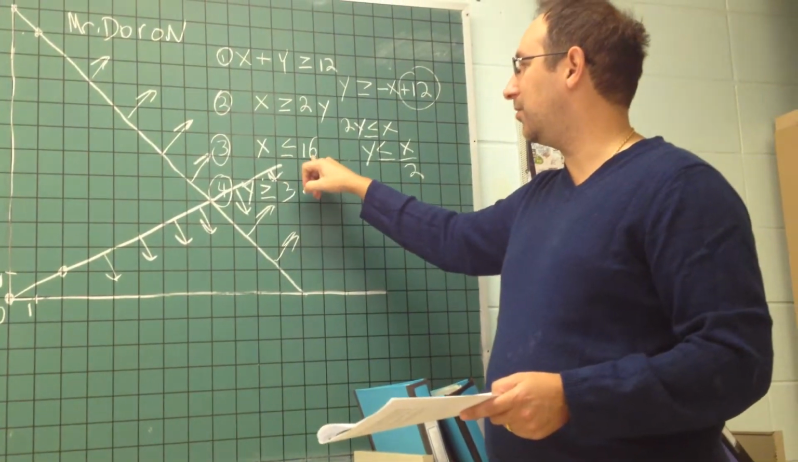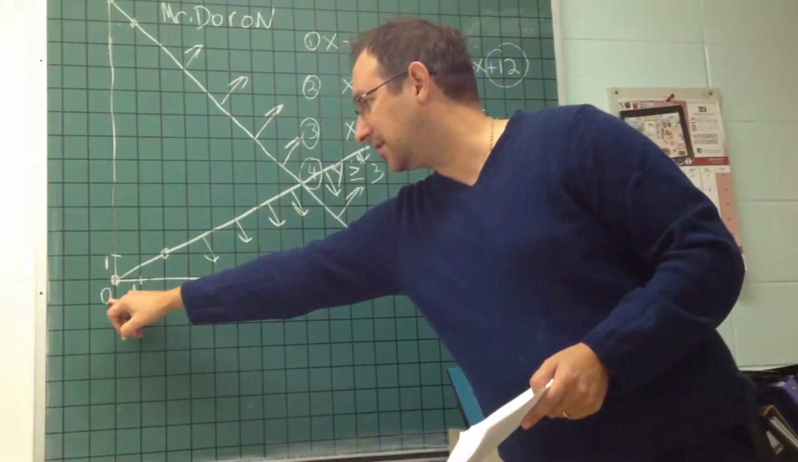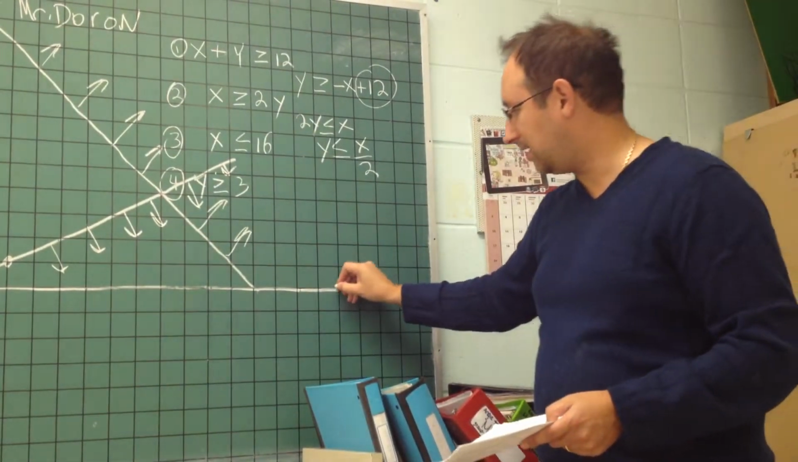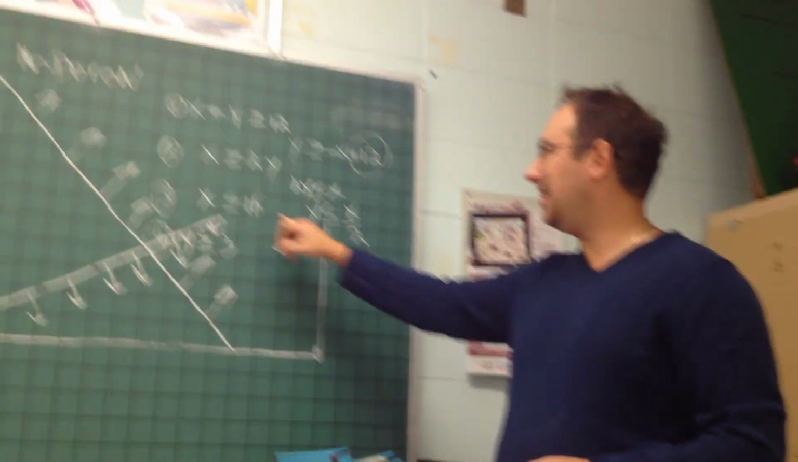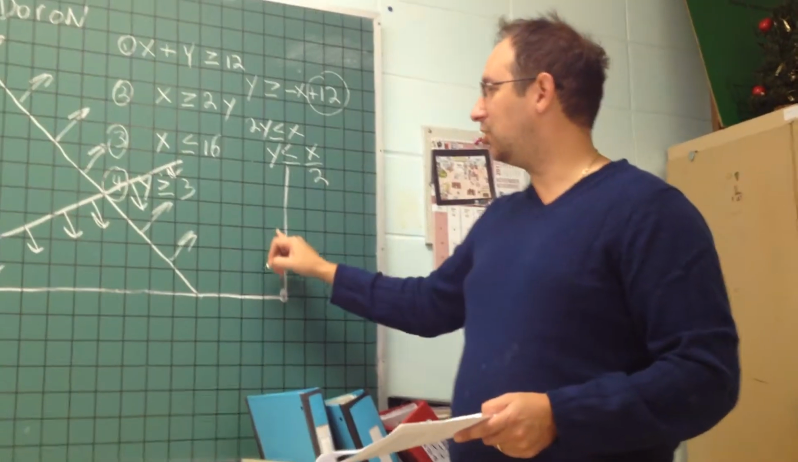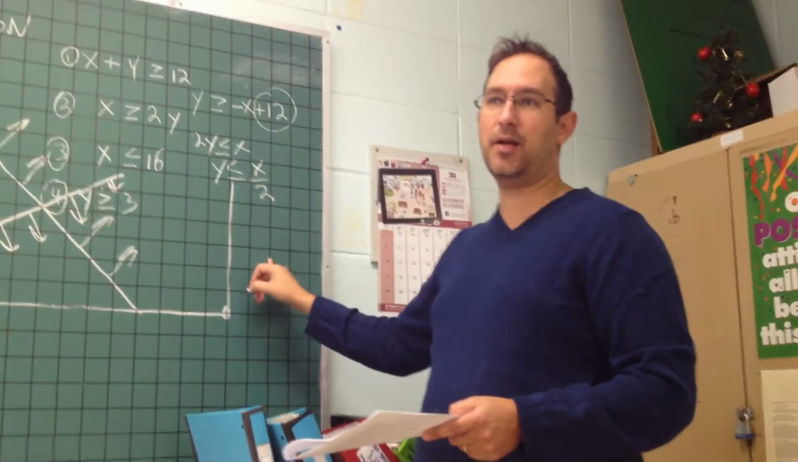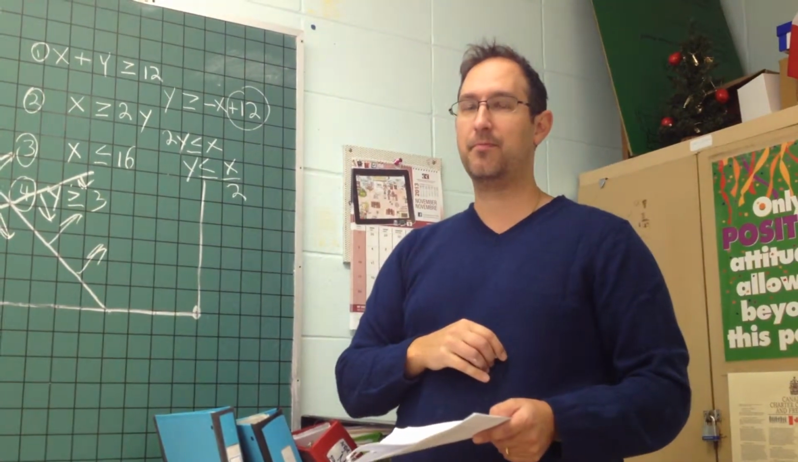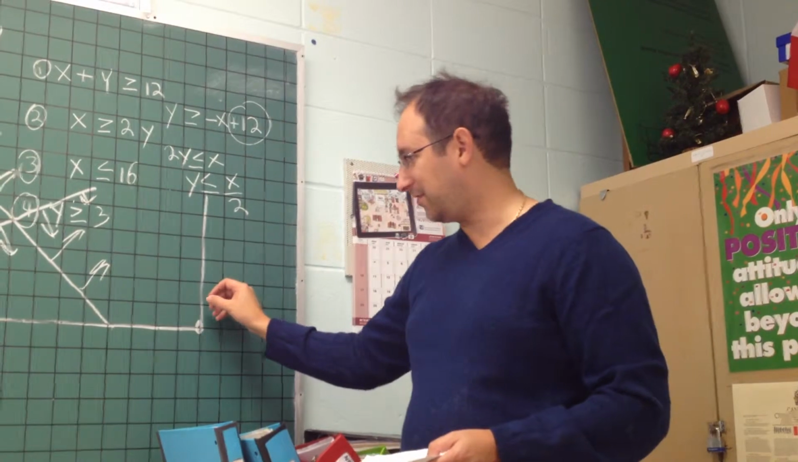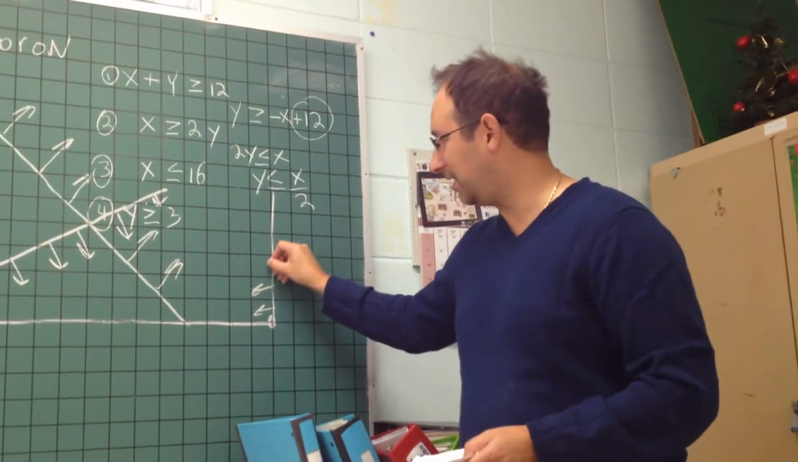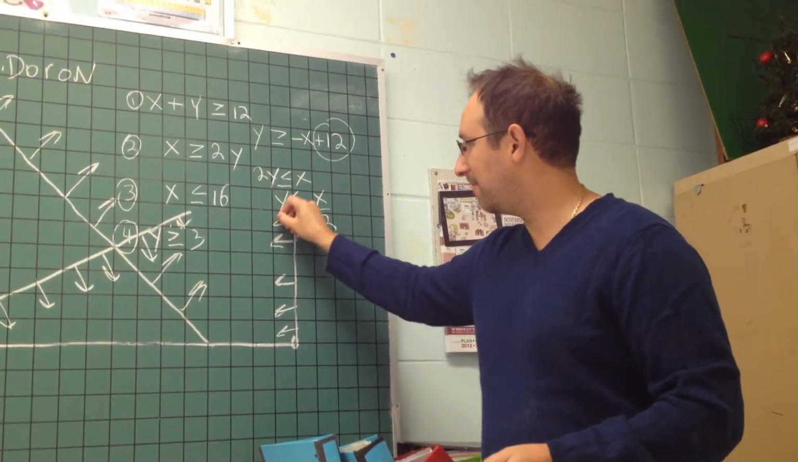x is less than or equal to 16. It's over here. I'll put a line like this. Shade to the left or shade to the right? To the right. It's less than or equal to 16, so to the left. Move your body to the left. Left.